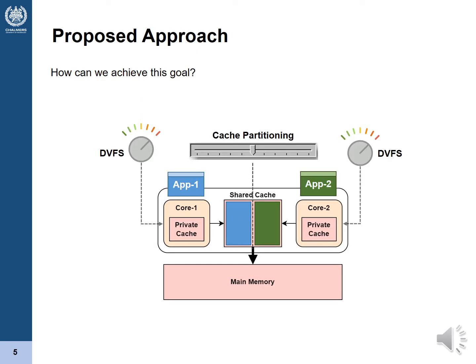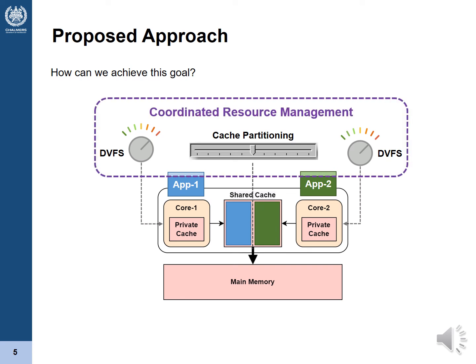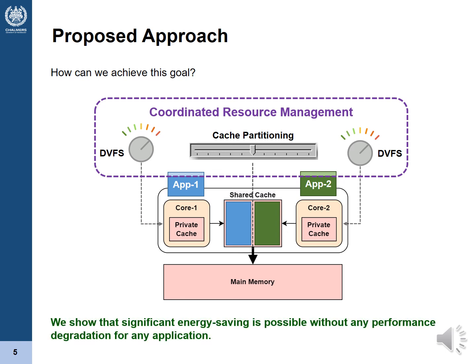The proposed approach at the high level is to have a coordinated resource manager that has control over all these resources, basically different types of resources for different applications of the system. And we can show that this can lead to significant energy savings.